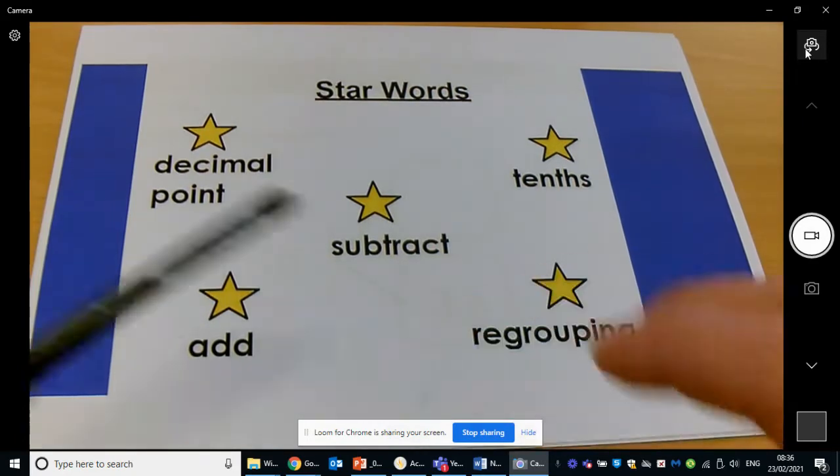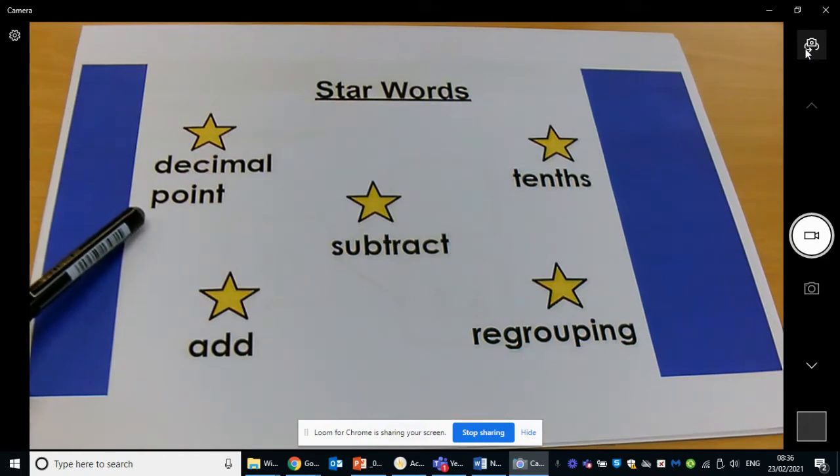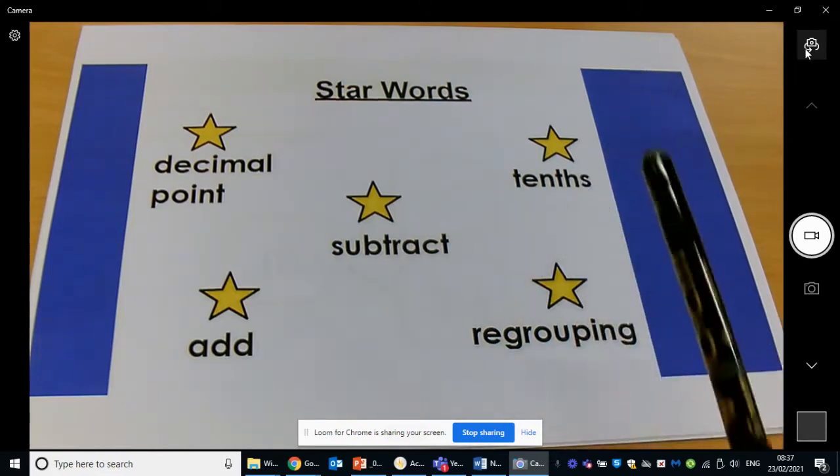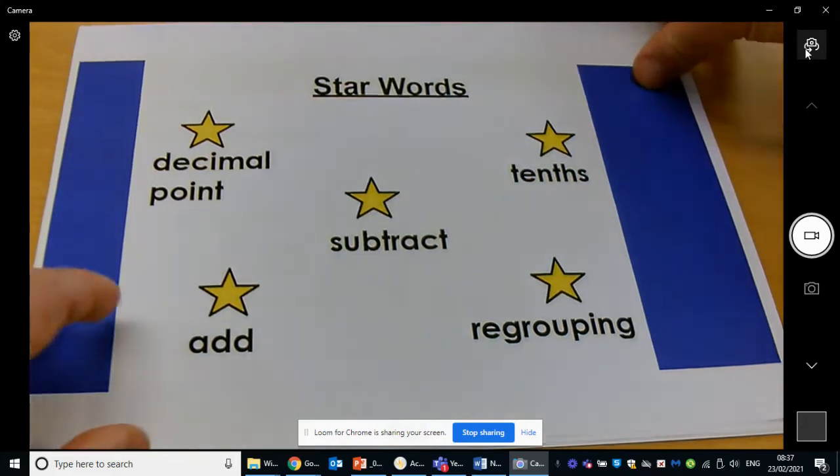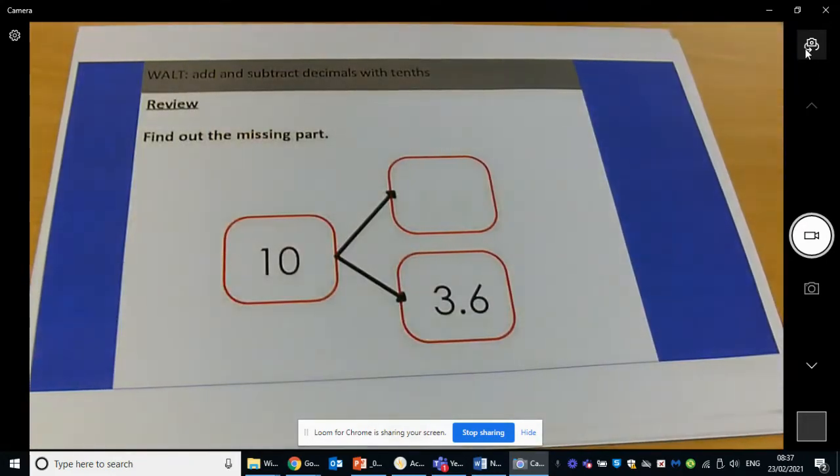Decimal point, add, subtract, tenths, regrouping. Very good.